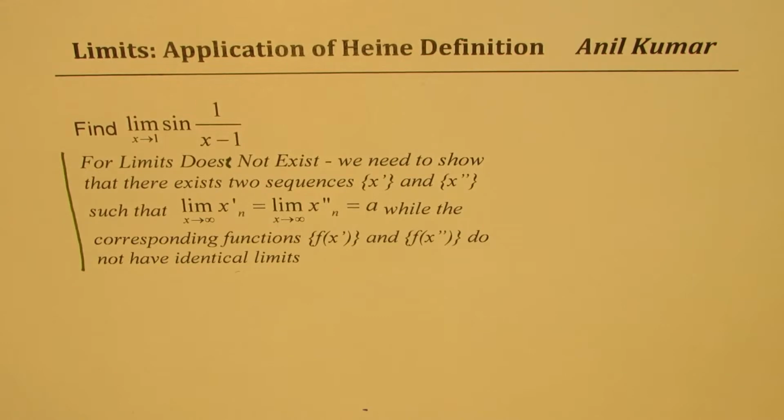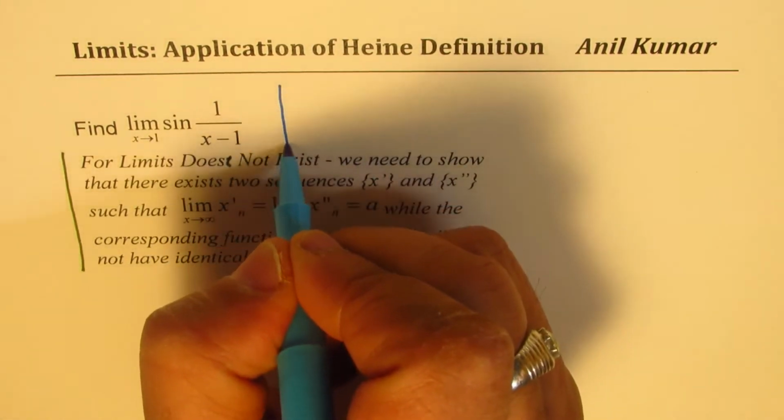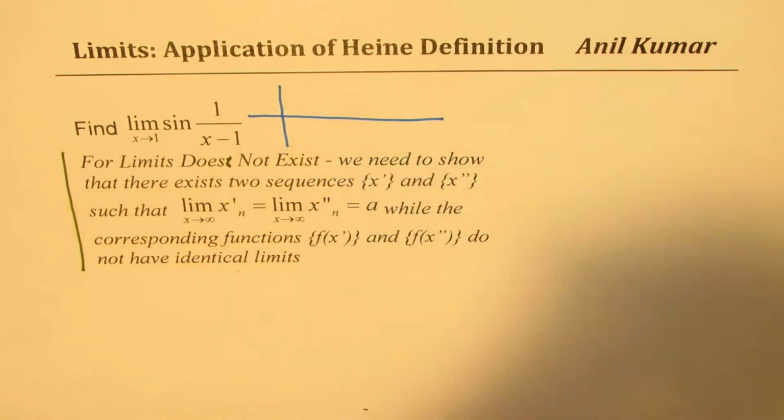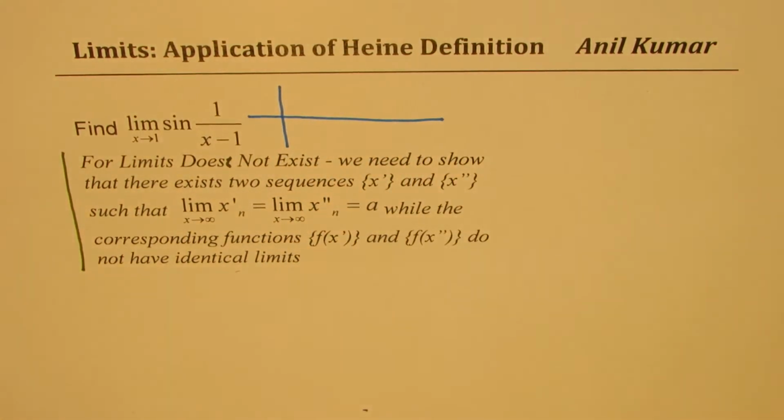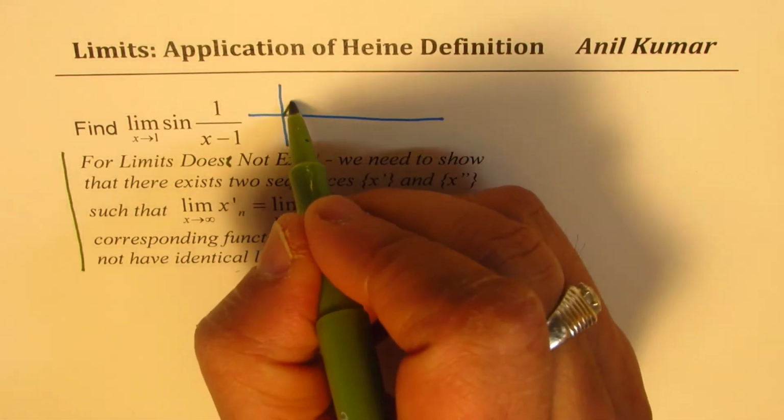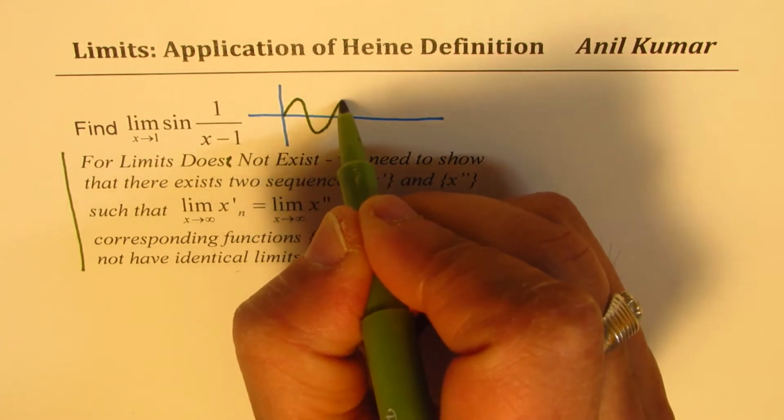Now, how do we use it to prove that the limit of sine of 1 over x minus 1 does not exist when x is approaching 1? So we have to look for conditions when the value of sine is very clearly known to us. Let's say this is our sine graph.